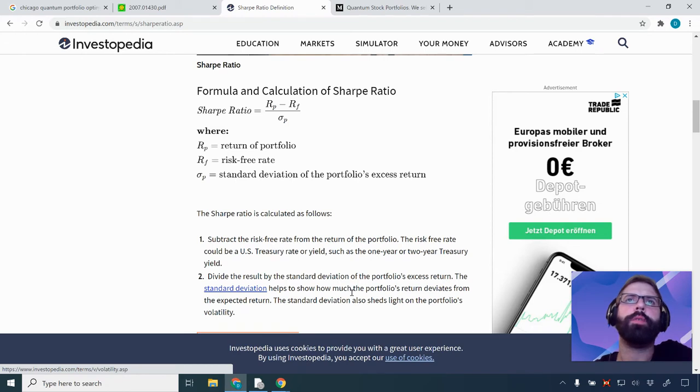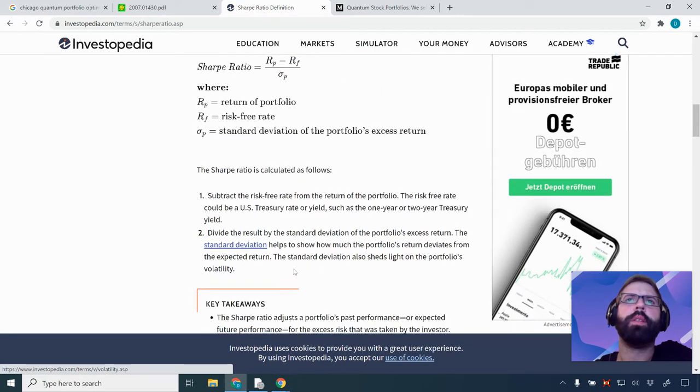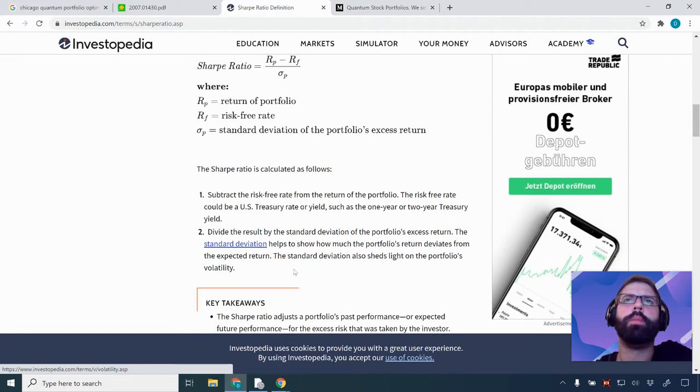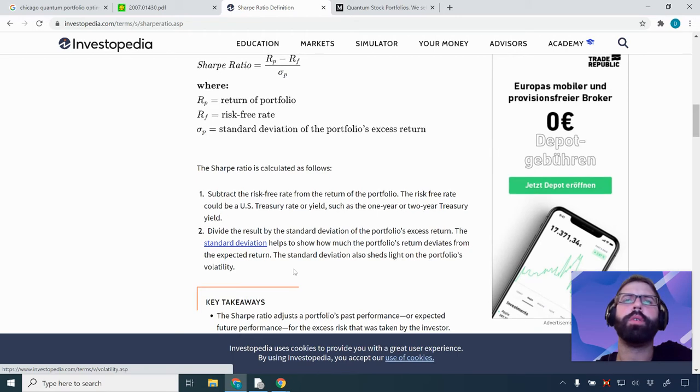Subtract the risk-free rate from the return of the portfolio. The risk-free rate could be a U.S. Treasury rate or a yield. Divide the result by the standard deviation of the portfolio's excess return. The standard deviation helps to show how much the portfolio's return deviates from the expected return. The standard deviation also sheds light on the portfolio's volatility.